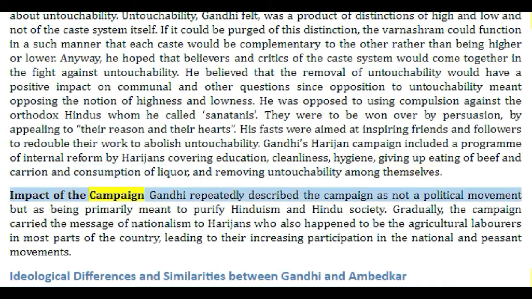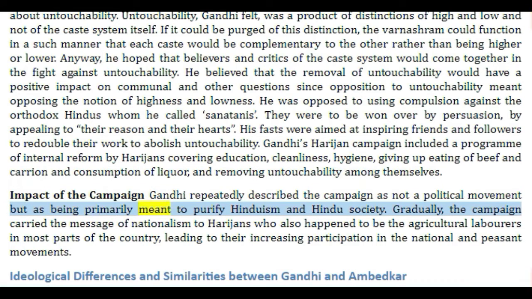Impact of the campaign. Gandhi repeatedly described the campaign as not a political movement but as being primarily meant to purify Hinduism and Hindu society. Gradually, the campaign carried the message of nationalism to Harijans, who also happened to be the agricultural laborers in most parts of the country, leading to their increasing participation in the national and peasant movements.